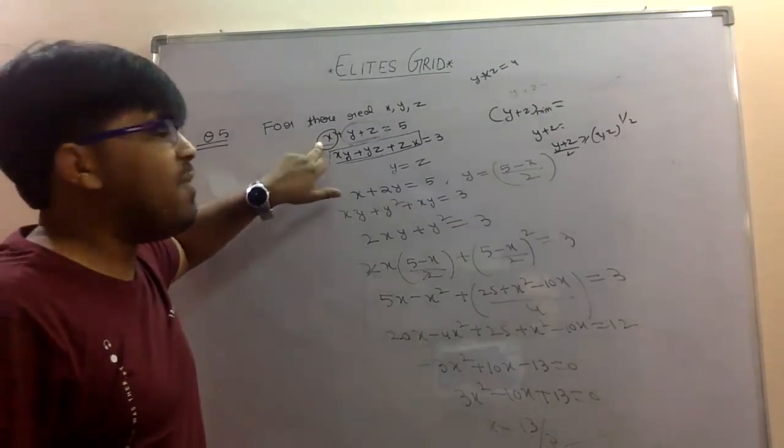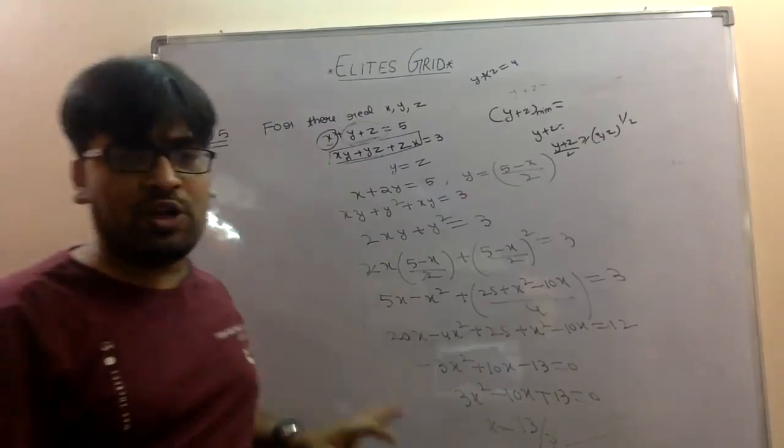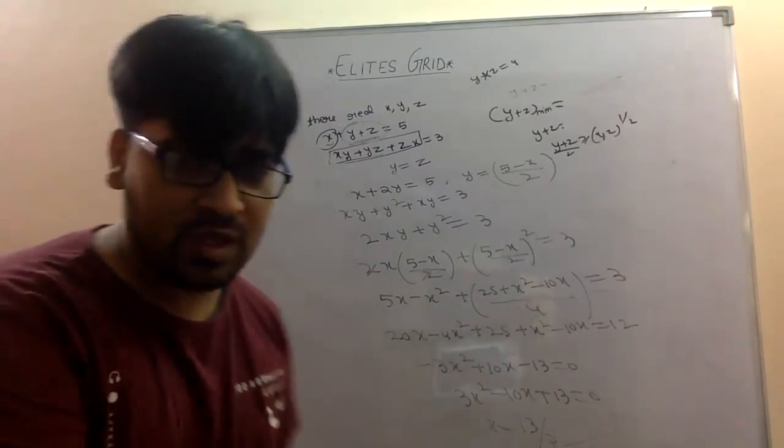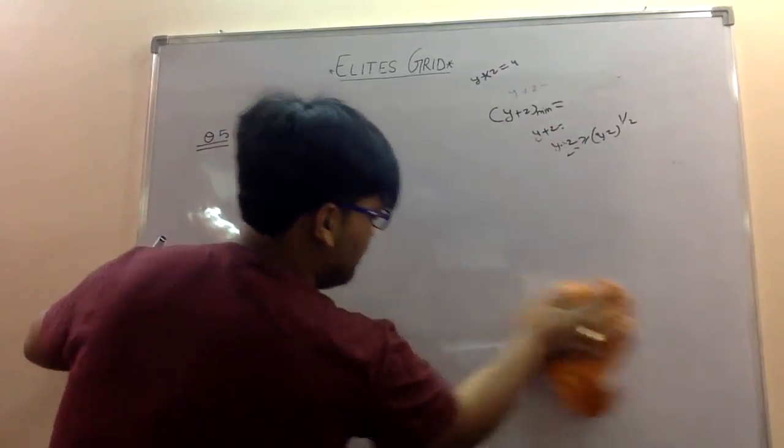So when we maximize x, the other parts should be equal, the other two parts should be equal only. Okay? Should we move to the next question?